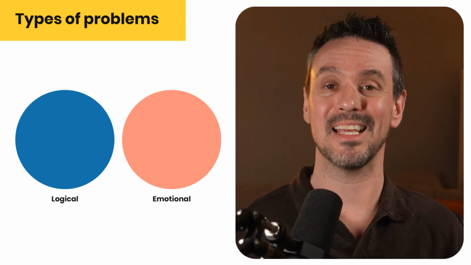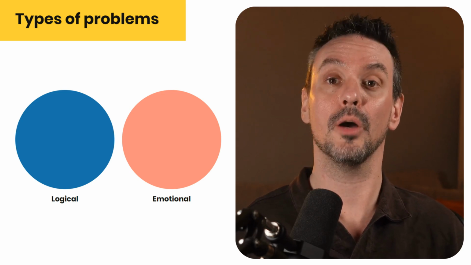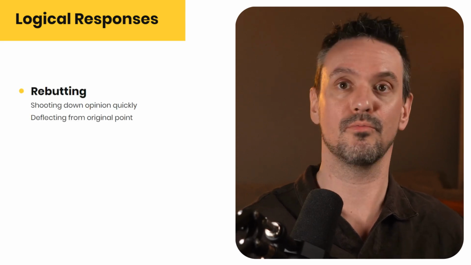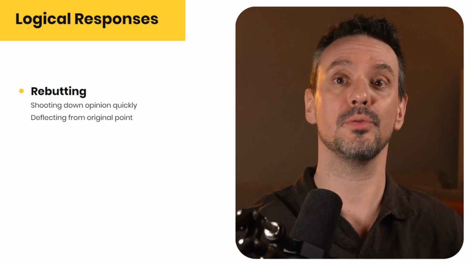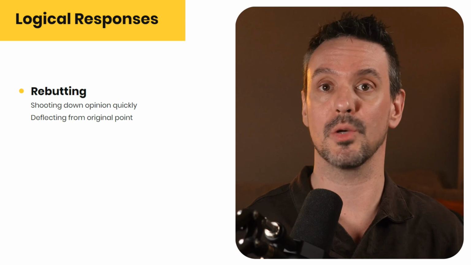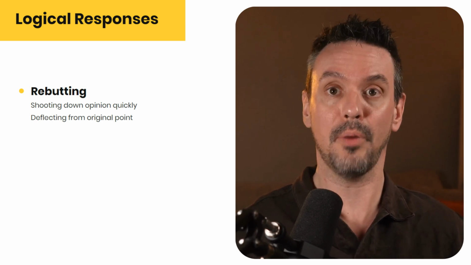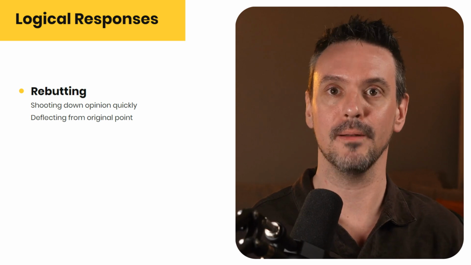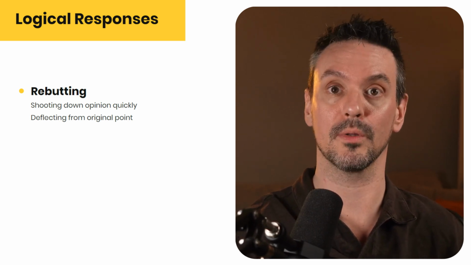But the reason why arguments escalate is because when you do disagree on the logical conflicts, then you come in with a logical response. And there are lots of different types of logical responses. There's rebutting, which is when you present a contradicting point of view, you shoot down an idea or opinion without listening to the original point, or even cutting someone off. This is a very active form of resistance to your partner's expressions, right? And it's quite aggressive and it deflects away from the original point because you're arguing with logic.